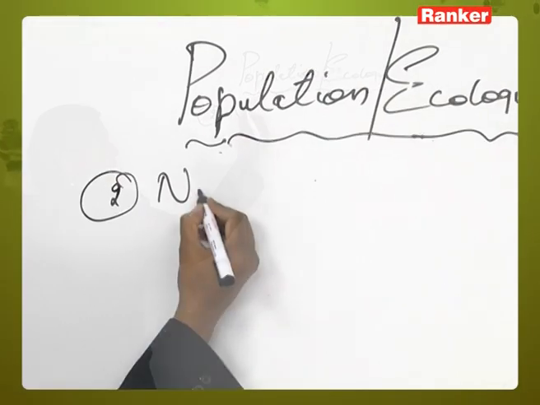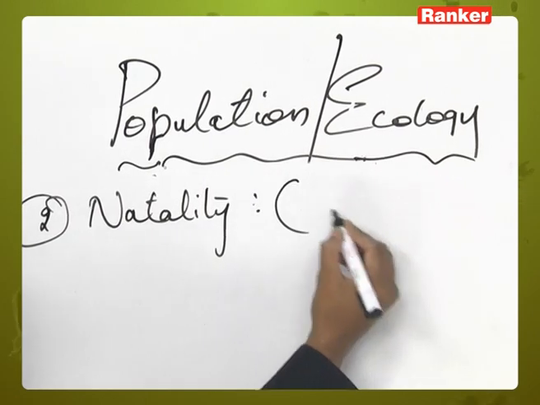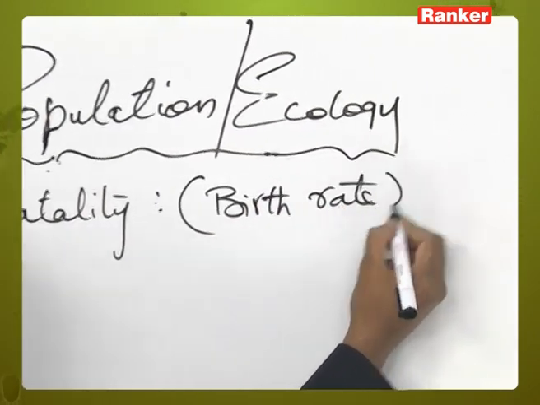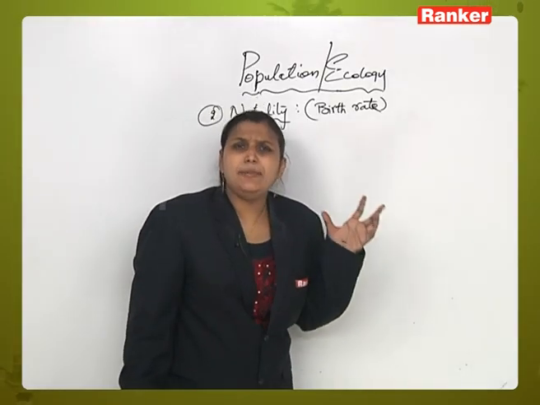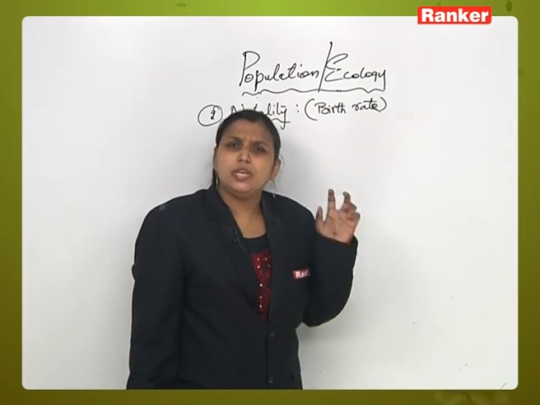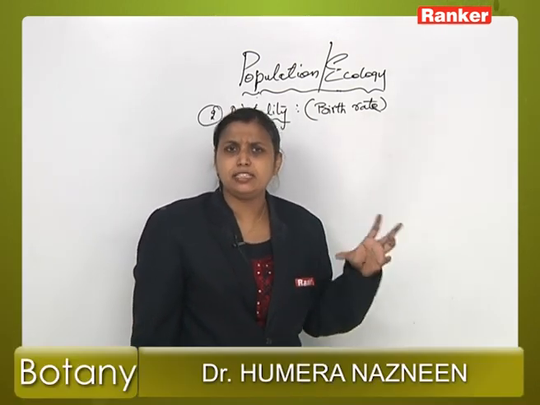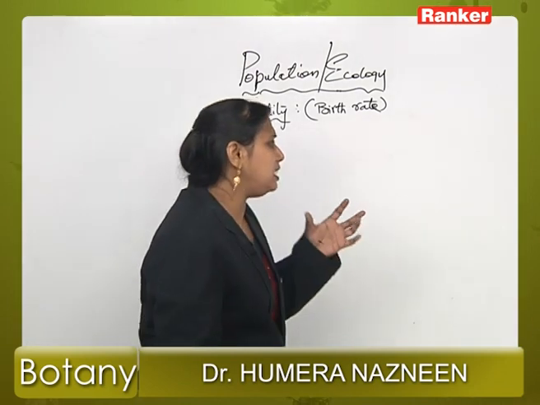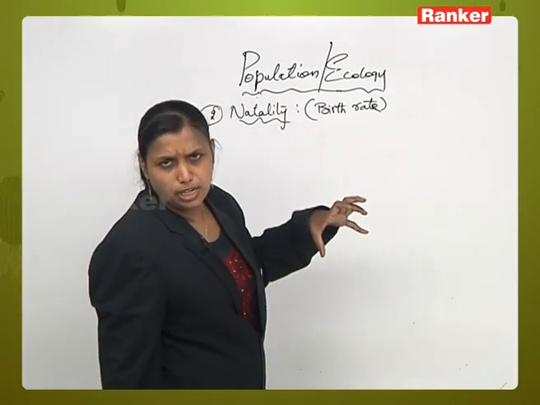Characteristic is natality. It can also be considered as birth rate. Okay. Natality means the ability of a population to increase its size by increasing the birth rate, increasing the number of individuals in its population. So, how does it increase the size? Through the birth of the individuals in a particular population, right?